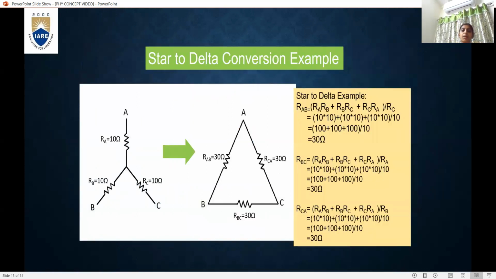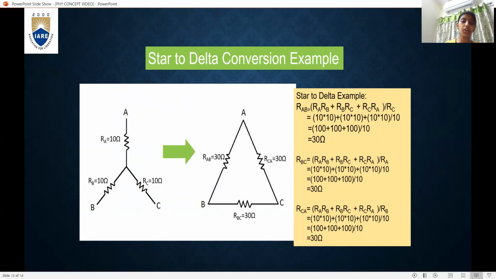So let us see another example. The main difference between the before example and this example is that here, as you can see, the resistances in the star network are the same. So all the three resistances are the same. All the resistance values are 10 ohms, 10 ohms and 10 ohms.